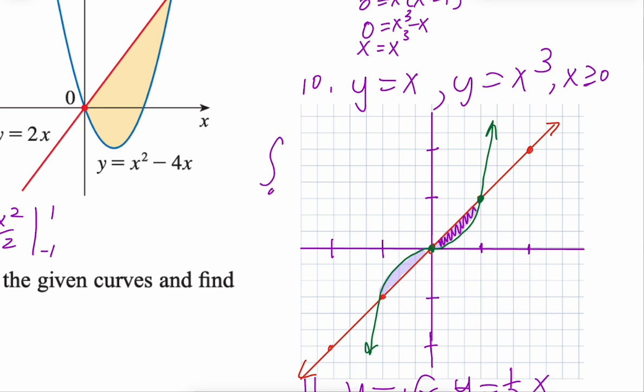So we would go from 0 to 1. What's our top function at all times in that area? It is x. What is the bottom function? Well, actually, it wouldn't be 0 because we would have to do top minus bottom. Never mind, we'll figure it out in a second. But anyway, what is always our bottom function in that region? x cubed.